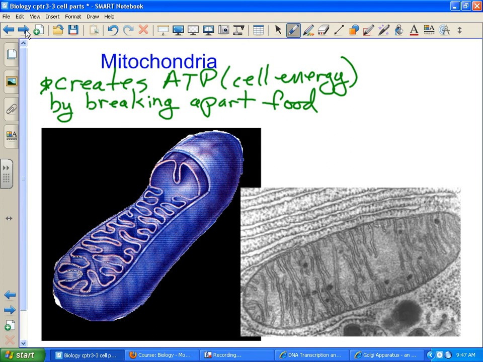Mitochondria creates ATP, which we really haven't talked about too much, but this is your cell's battery. It's your cell's energy molecule. The way it does this is it breaks apart food chemically. So if I've got a molecule of glucose that goes into this, what's going to come out is this energy molecule so that our cells can do what they need to using the energy it's producing. It has a nickname, what is it? The power plant. Thank you very much, sir.